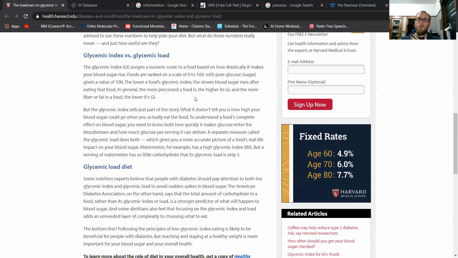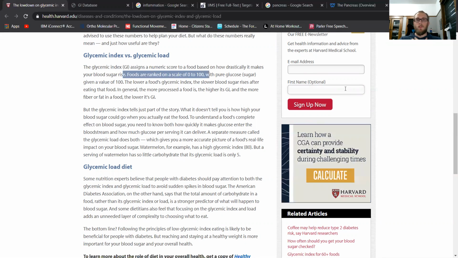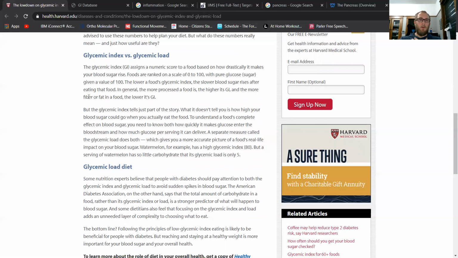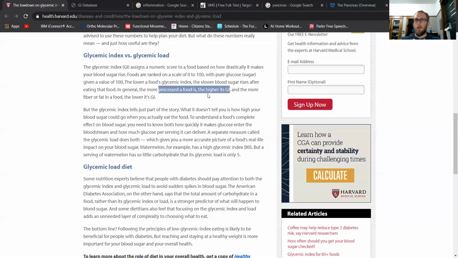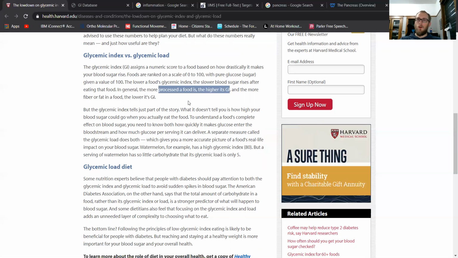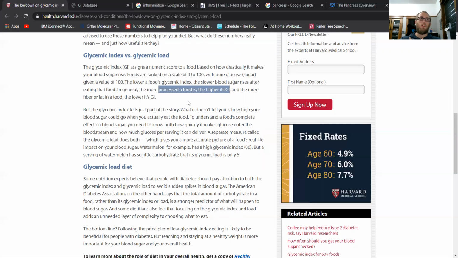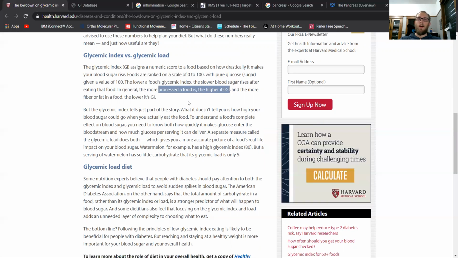The short story is what I told you: foods are on a scale of 0 to 100, pure sugar being 100, and fiber and fatty foods are usually in the lower GI. Another interesting thing here is that typically the more processed the food is, the higher the GI. Just something to keep in mind, which is why you'll always hear me harp on less processed foods overall. It's typically in the manufacturing process. When you think about processed foods, think of potato chips, candy bars, things that are really high in additives.